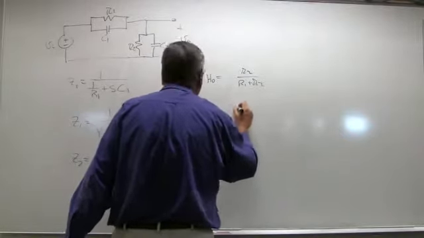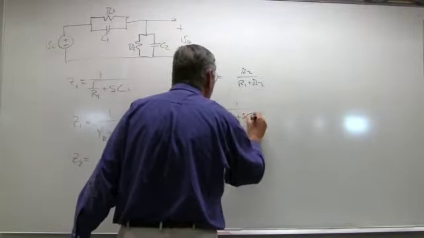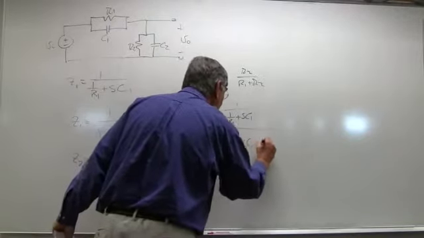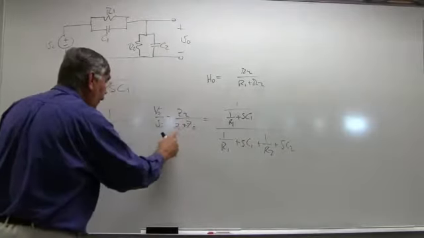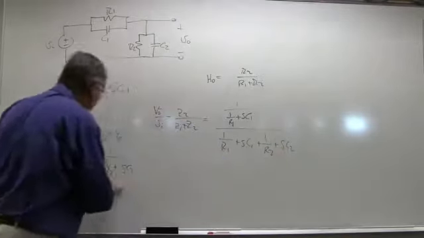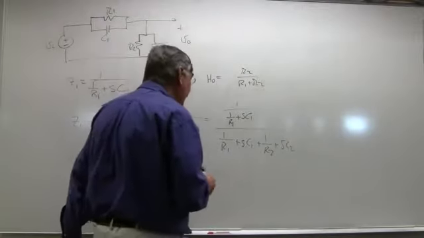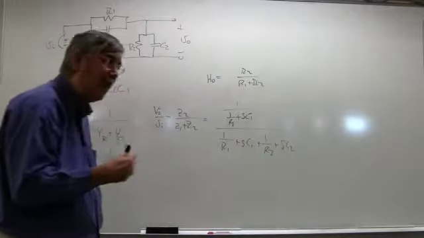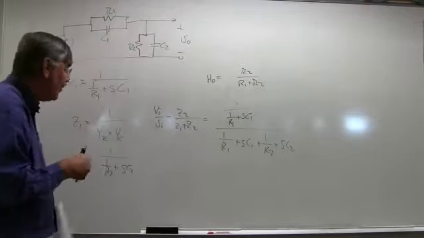Z2 is 1 over... this is kind of a big mess. Kind of regretting having gone this way, but if I keep going, at least I'll get somewhere. SC2. So that is Z1, and that one is Z2. So that much works. It looks kind of complicated. This is an example of how the algebra can get complicated if we're not careful. But we can come back and check that.